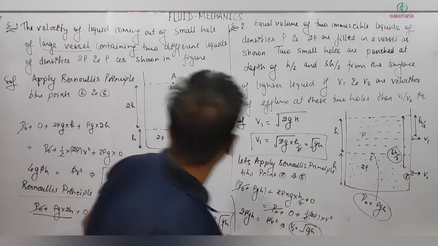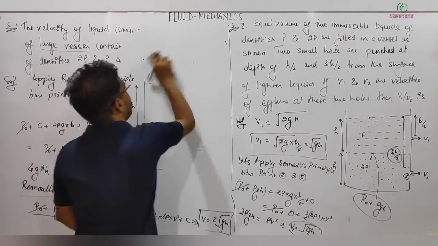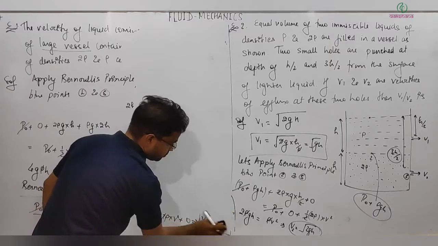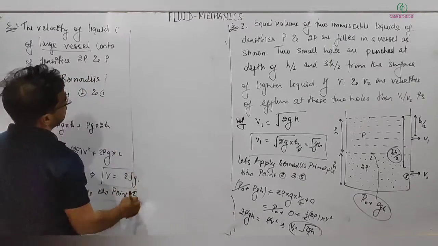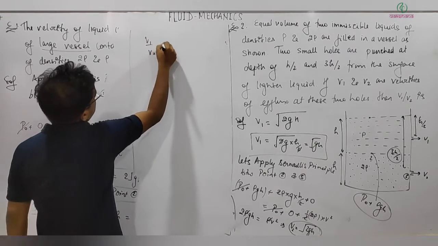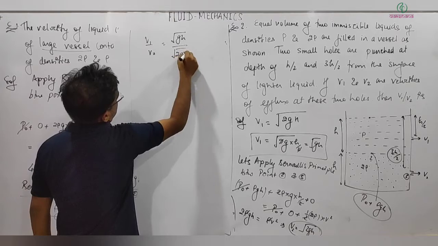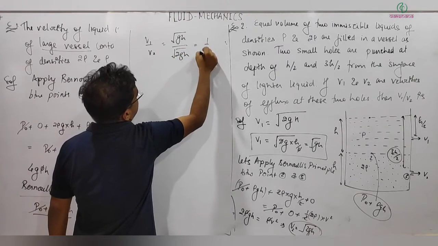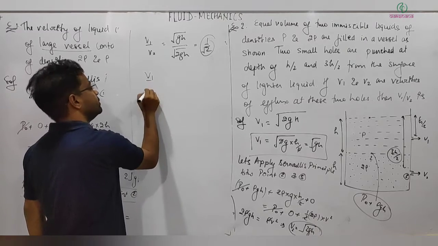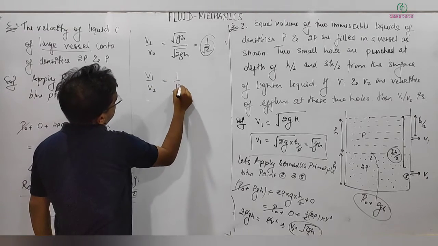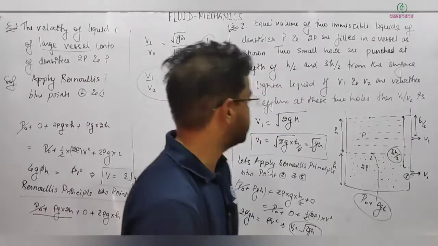Then the ratio of v1 by v2 I can write easily. So v1 by v2 is under root gh divided by under root 2gh, that comes out to be 1 by under root 2. This would be the answer to the problem, v1 by v2 is 1 by root 2. So this is your problem. We can just check the calculation part.